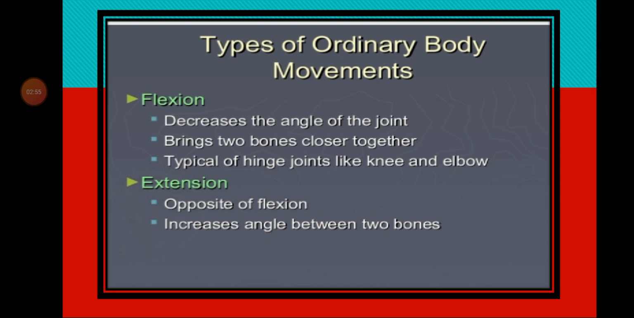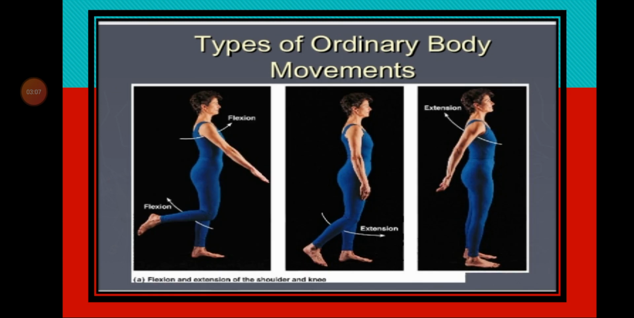The next one is extension. It is just opposite to flexion, and it increases the angle between 2 bones. That means opening. You can see in this picture, the first picture, when the hands move forward, it is flexion. The angle gets widened until it comes to a rest position.